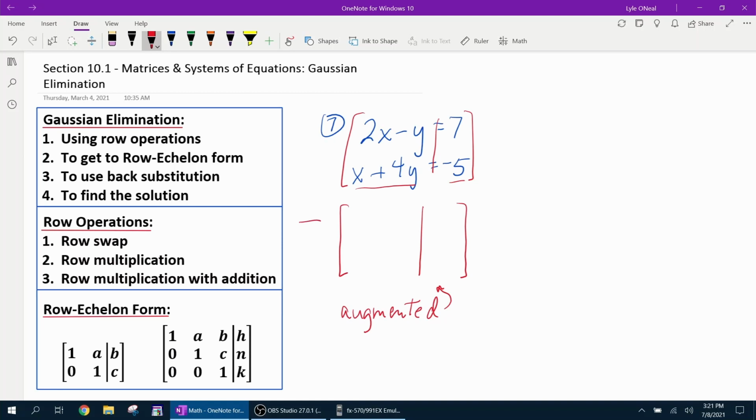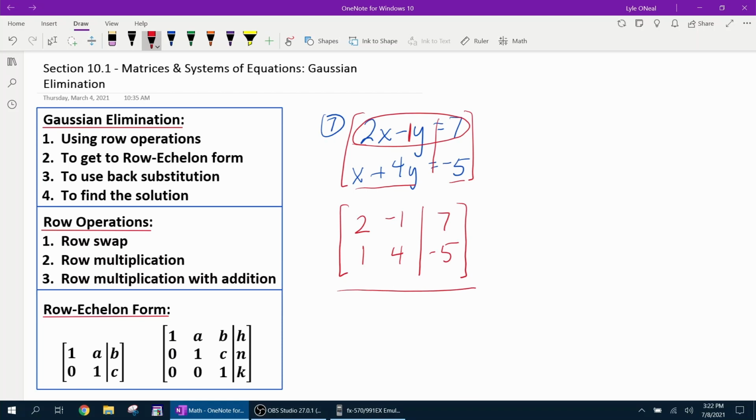And then each row of the matrix is going to correspond to an equation where we basically strip off the letters and have only the coefficients. So the first row of this matrix would be 2, -1, 7, -1 because the coefficient of y there is understood to be -1. And the second row of the matrix would be 1, 4, -5. And that is it as far as writing the matrix. If they ask you to write the augmented matrix for the system of linear equations, that's it.